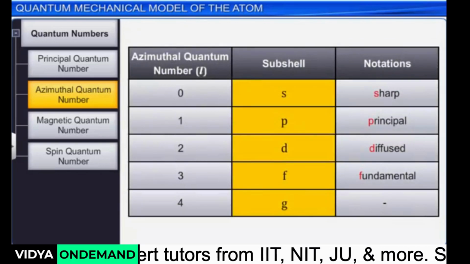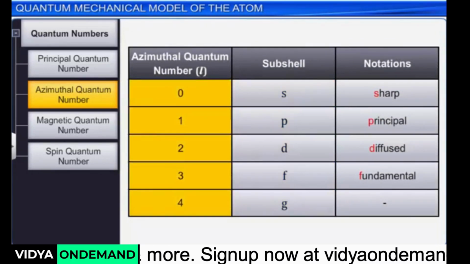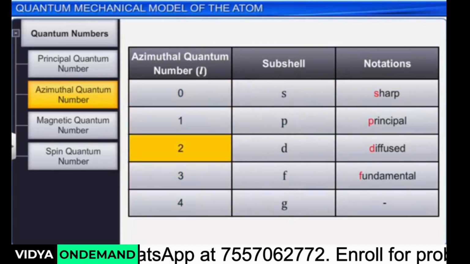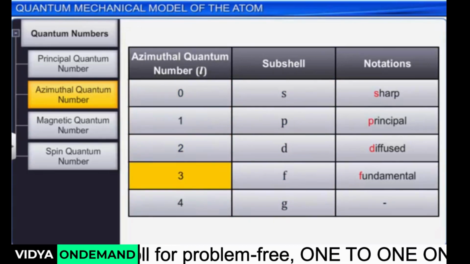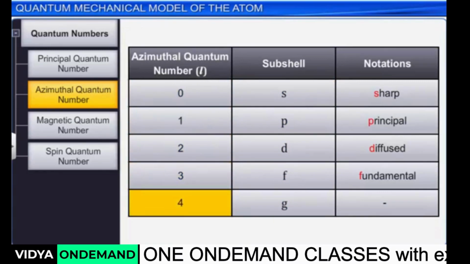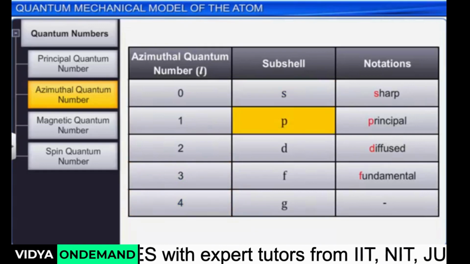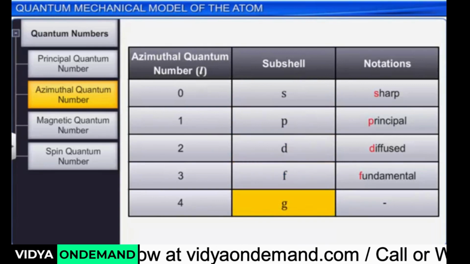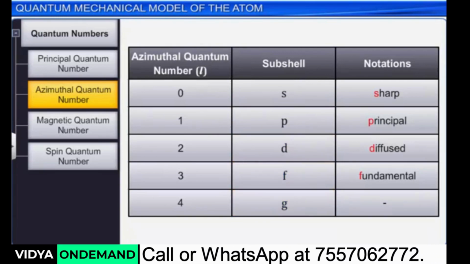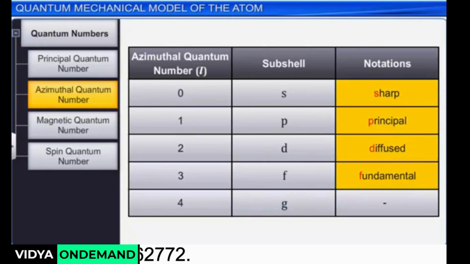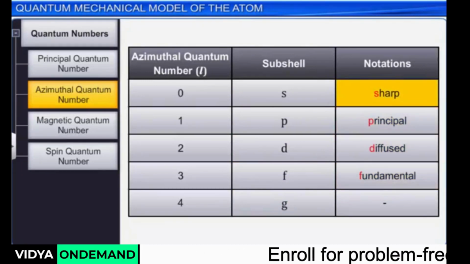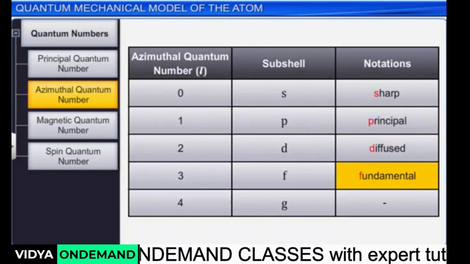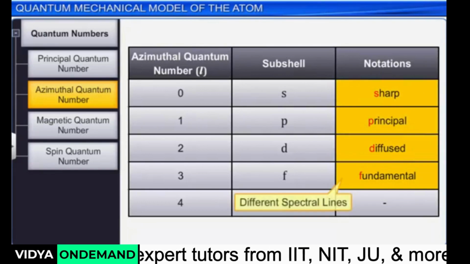Subshells corresponding to different values of l, that is, 0, 1, 2, 3, 4, are represented by the symbols s, p, d, f, g, and so on. The first four notations are the initial letters of the words sharp, principal, diffused, and fundamental, the words formerly used to describe different spectral lines.